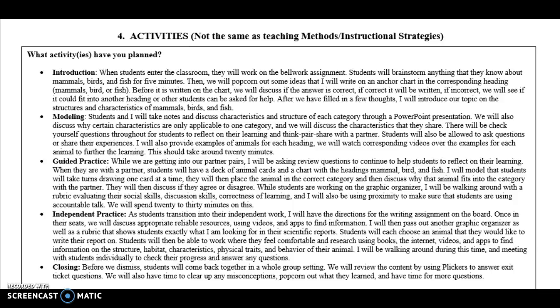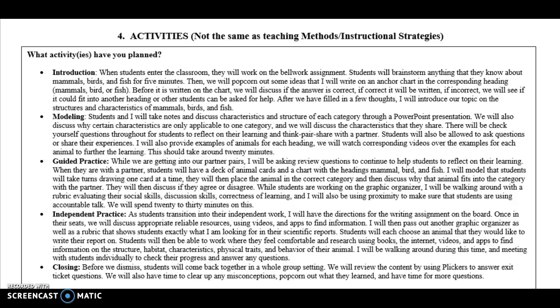Before it is written on the chart, we will discuss if the answer is correct. If correct, it will be written. If incorrect, we will see if it can fit into another heading or if other students can be asked for help. After we have filled in a few thoughts, I will introduce our topic on the structures and characteristics of mammals, birds, and fish.